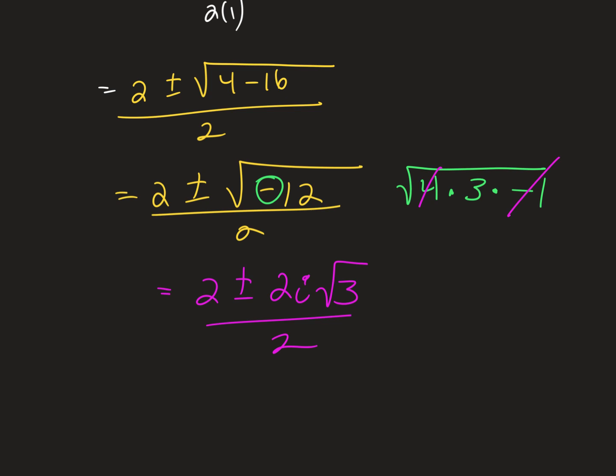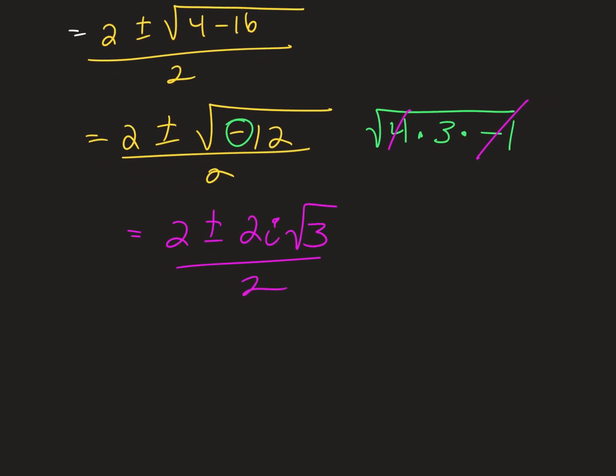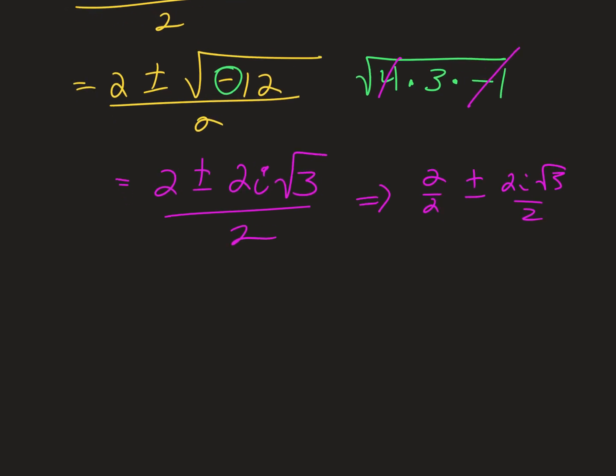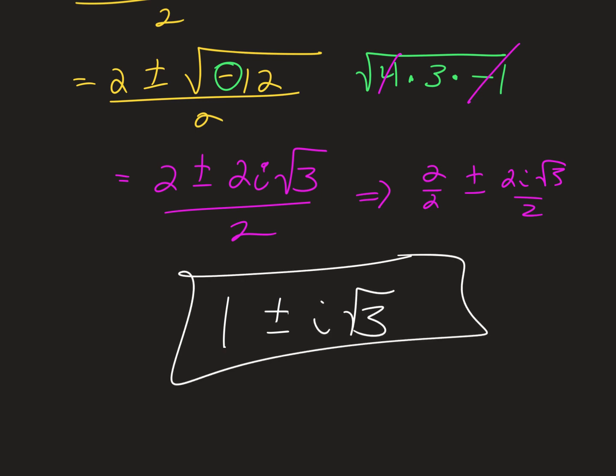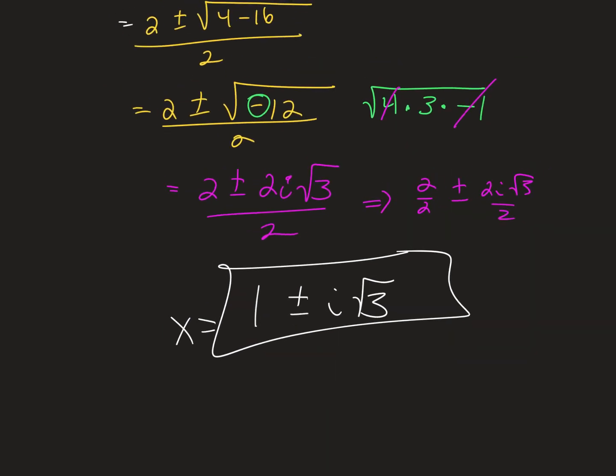Now, when we get here, guys, what you need to understand is this is the same thing as 2 over 2 plus minus 2i root 3 over 2. When you simplify, that 2 goes into both the first term and the second term. So if you want to write it separately like that so you can see, but when you simplify, this is 1 plus or minus i square root of 3. That's my other x values. Are there 2 x values there? Yes, it's 1 plus i square root of 3 and 1 minus i square root of 3.